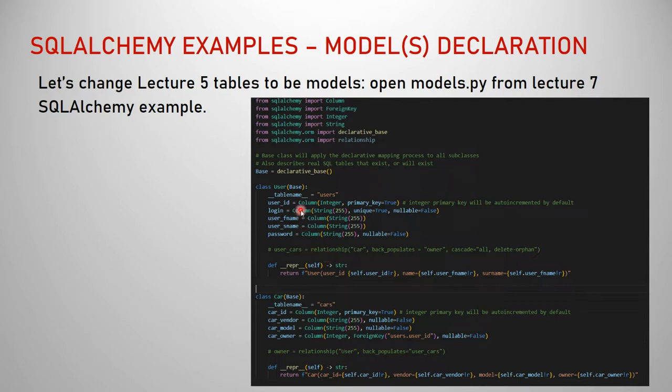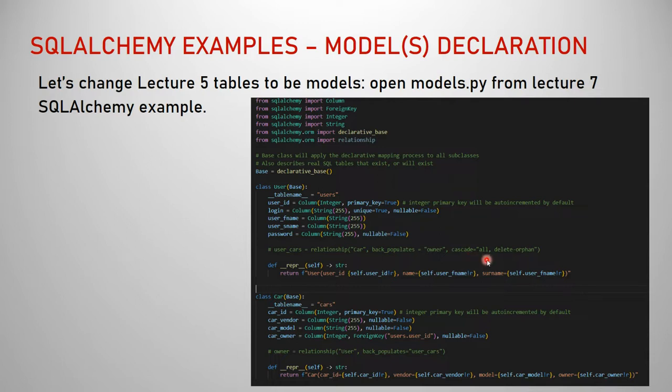So when you retrieve a user, you don't need to write SQL code if you want to find his cars. All his cars will be stored in the user cars attribute, and this is really nice. This is going to be a list, guys. And here we have cascade, so cascade or restrict.